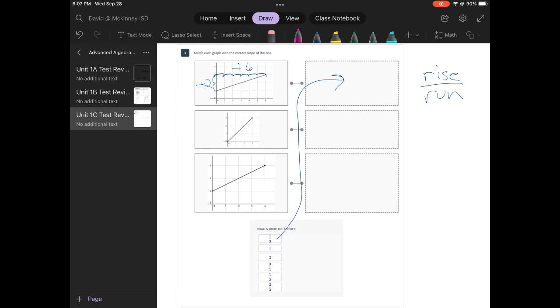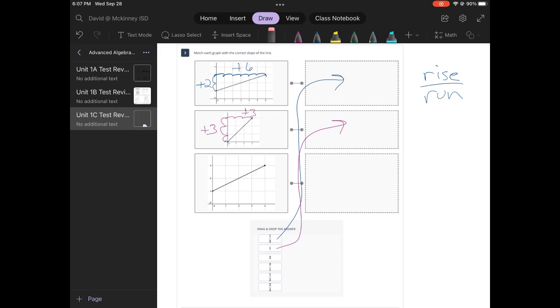Now, erase that. Let's take a look at the second graph. I rise 3 and run 3 as well. Positive 3 over a positive 3 reduces to a 1 when I put it in Desmos. Do I have a 1? I do. I plug that value in as well.